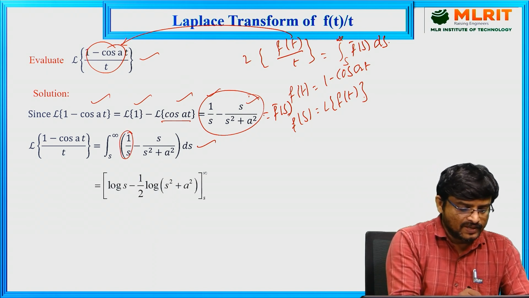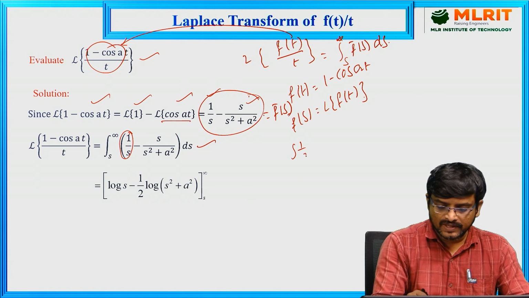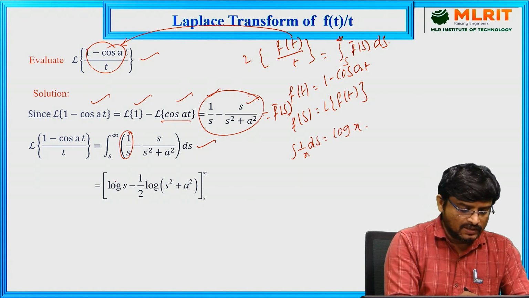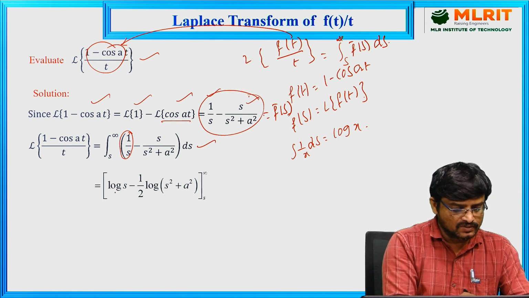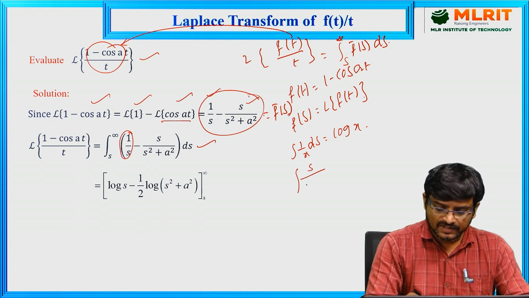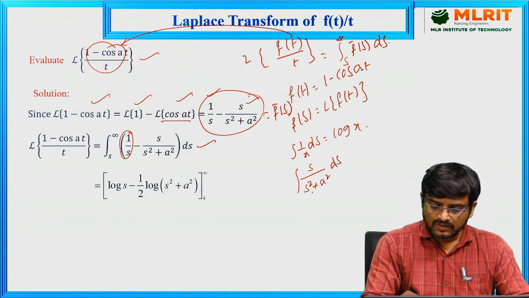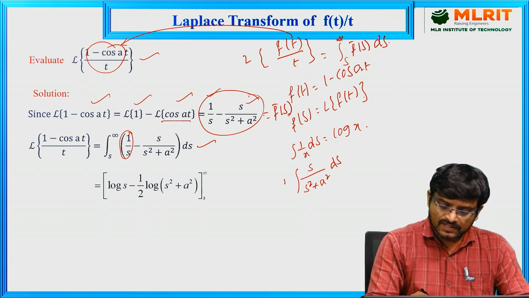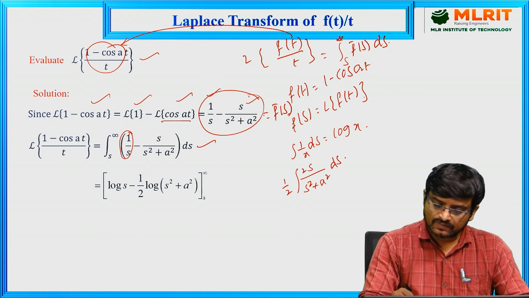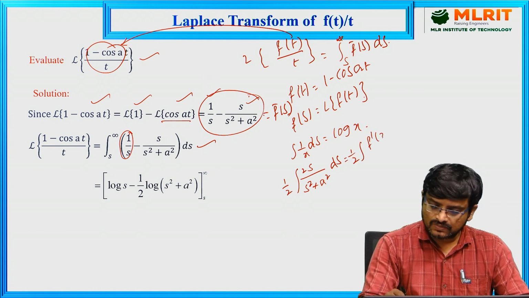Integral of 1 by s is of the form integral of 1 by x dx equal to log x. So you will get log s minus the integral of s by s square plus a square ds. Next we will see how to evaluate this integral. In order to evaluate it, I multiply the numerator and denominator by 2. So you get 1 by 2 into integral 2s by s square plus a square, which is of the form 1 by 2 into integral f dash x by f of x.